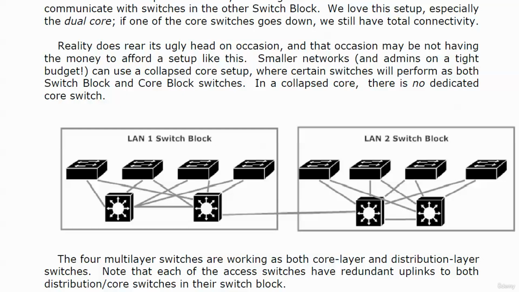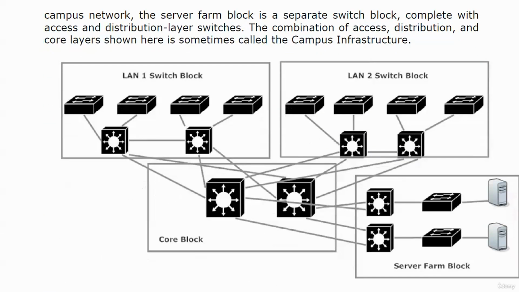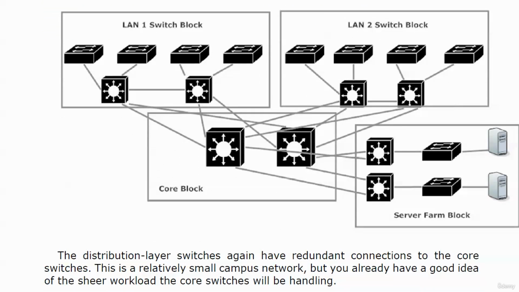Now, if you've had a career like mine, there's been a time where you've wanted to take a server or 2 or 12 and just throw it out the window with little or no regard to who it might land on. But we're not going to have much of a network without our servers. And in a campus network, the server farm block is a separate switch block complete with access and distribution layer switches, as you see here. Now, this combination of access, distribution, and core layers shown here is sometimes called the campus infrastructure. Now, the distribution layer switches have redundant connections to the core switches, which we love, and this is a very small campus network. But you can already see the sheer workload the core switches are going to be handling.